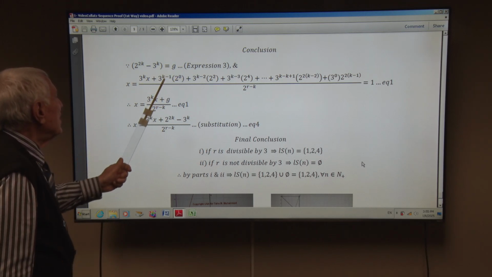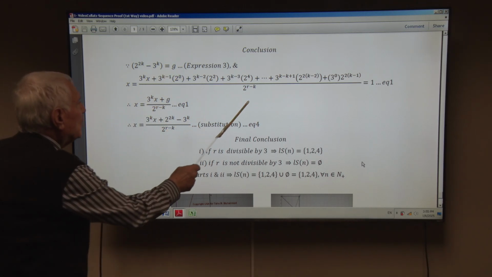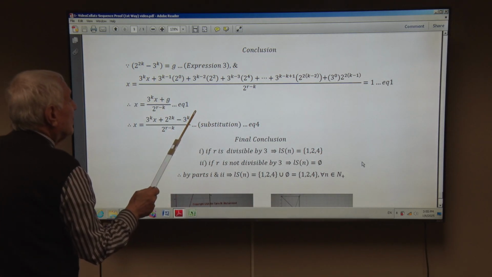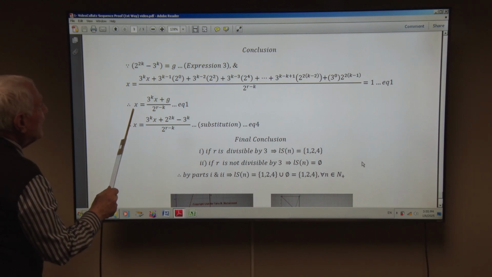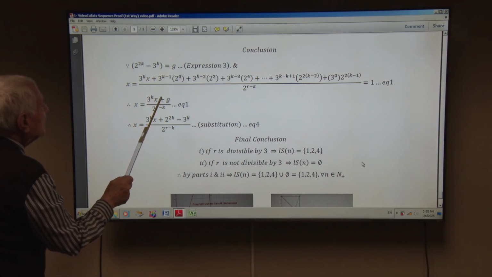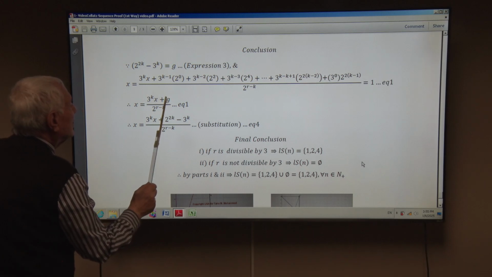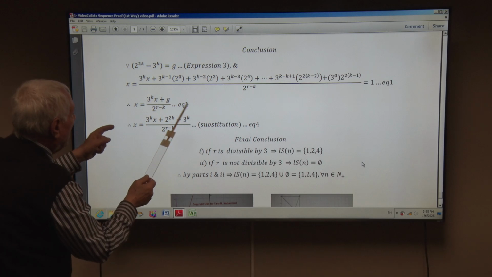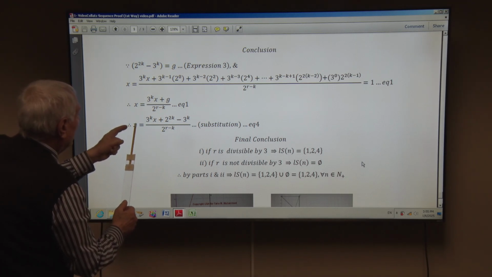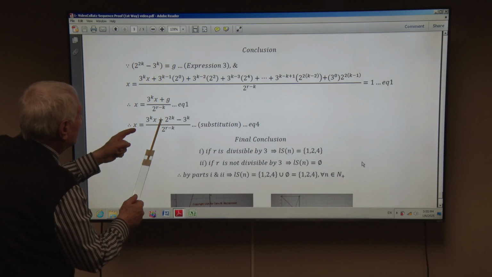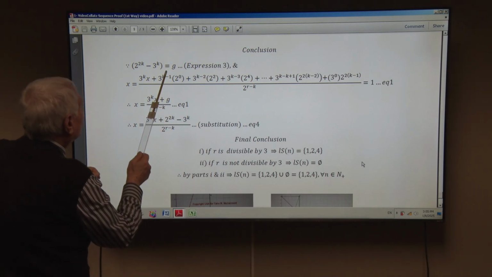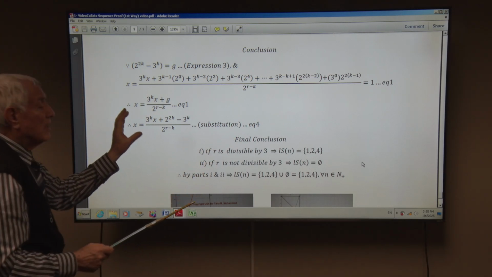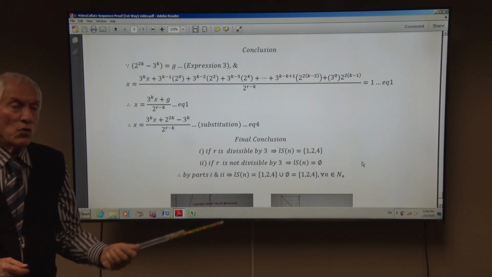This expression is G, x equals that over 2 to the r minus 3 to the k, and this is equal to 1 in equation 1. That means x equals 3 to the k x plus G, from here to there, equation 1. Then substitute that G value. Do you know the G value I found here? Bring it here. That's it. This equation 4 is to tell you whether x belongs to a loop or not.